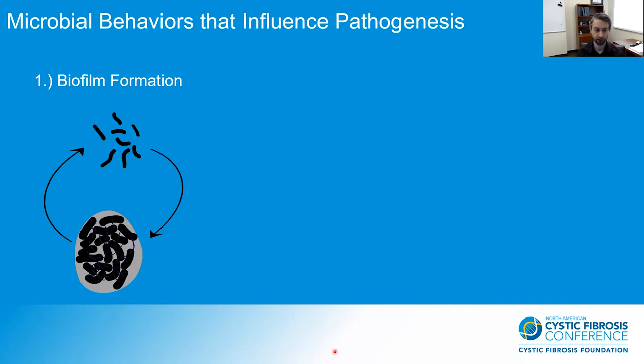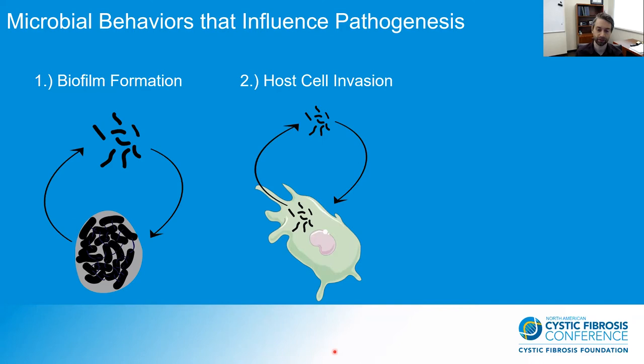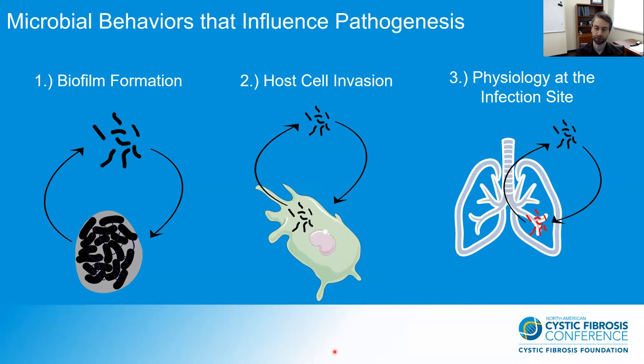The first of them is biofilm formation. So this is the ability of single or planktonic cells to aggregate and cluster into multicellular communities. The second is host cell invasion. So this is the ability of bacteria to invade and live inside a host cell during infection. And third, I'll touch on some in vivo specific physiologies that bugs can take on that really alter how easy it is to treat them and how resistant they are to the host immune system also.